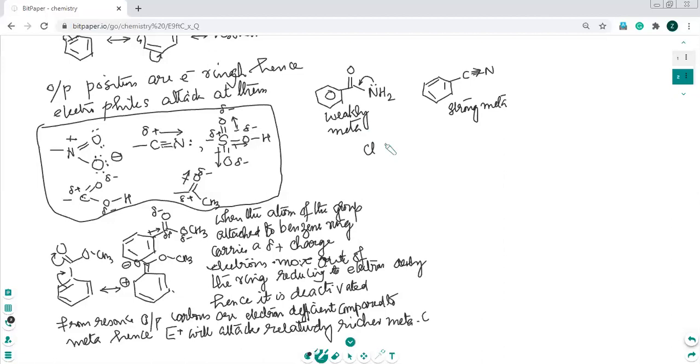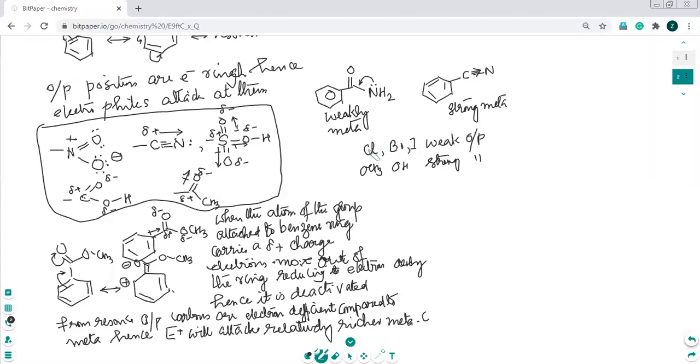Example, chlorine. Okay, chlorine, bromine, iodine, they are weak ortho-para directing groups. While OH, OCH3, they are very strong ortho-para directing. Strong ortho-para directing. Why is that?